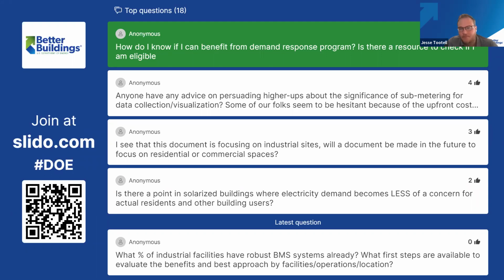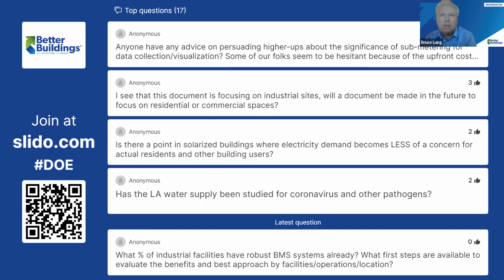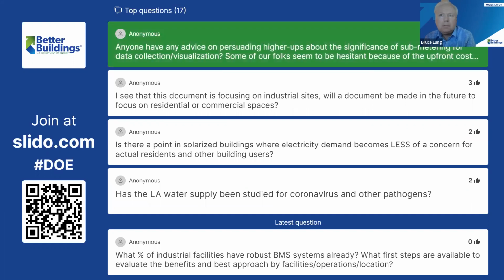Okay, great. Does anyone have any advice on persuading the higher ups about the significance of submetering for data collection and visualization? Some folks seem to be hesitant because of the upfront costs, and this is a perennial problem we've seen for a lot of submetering and other instrumentation type devices. So whoever wants to take it on, go ahead.